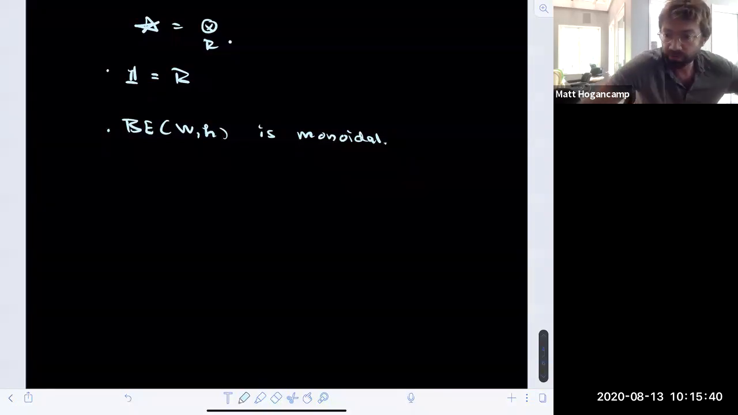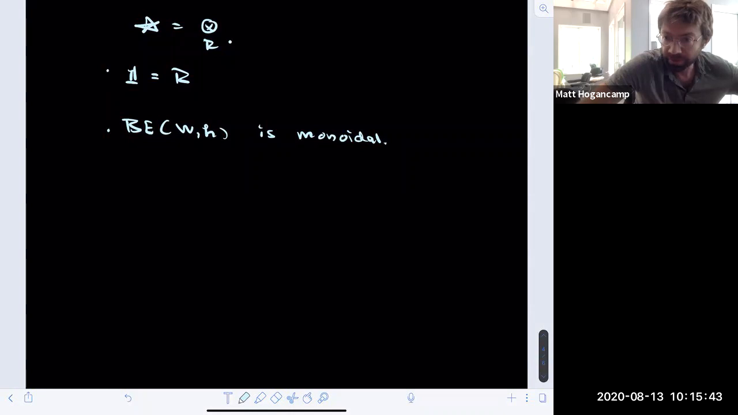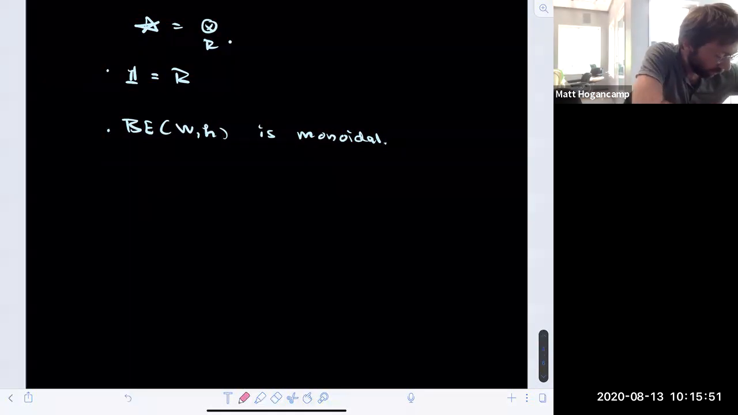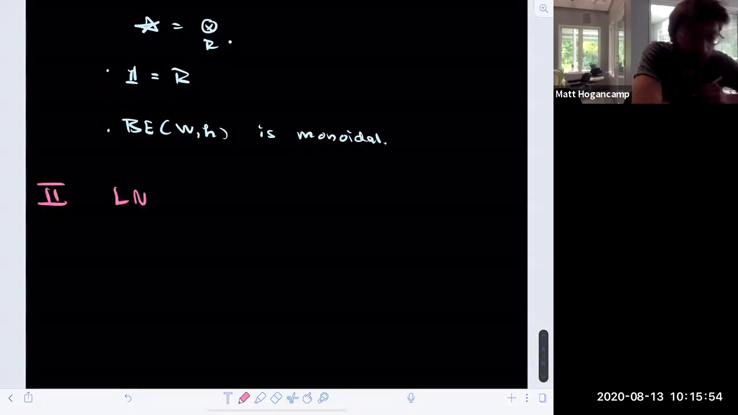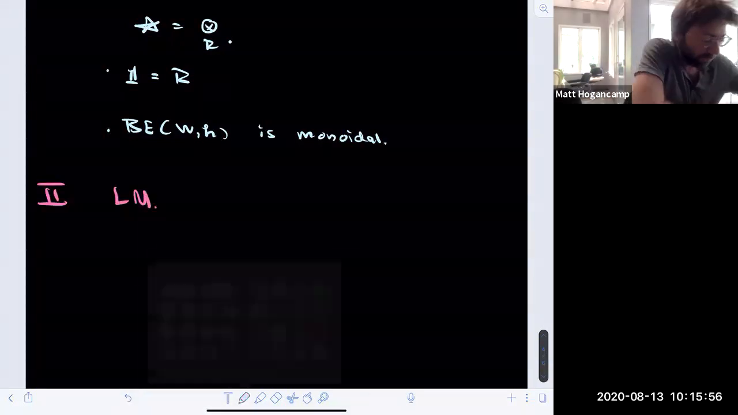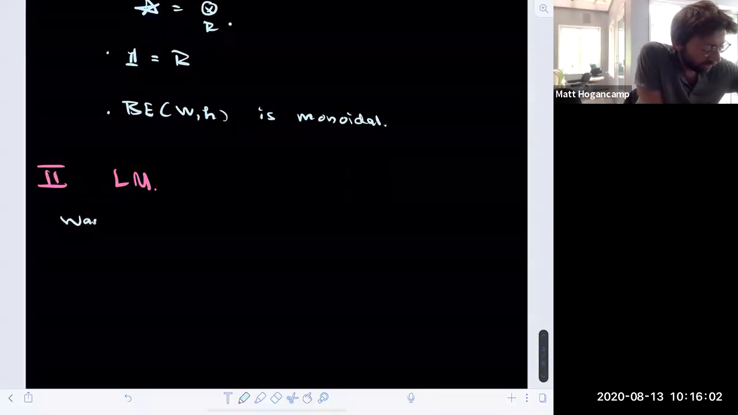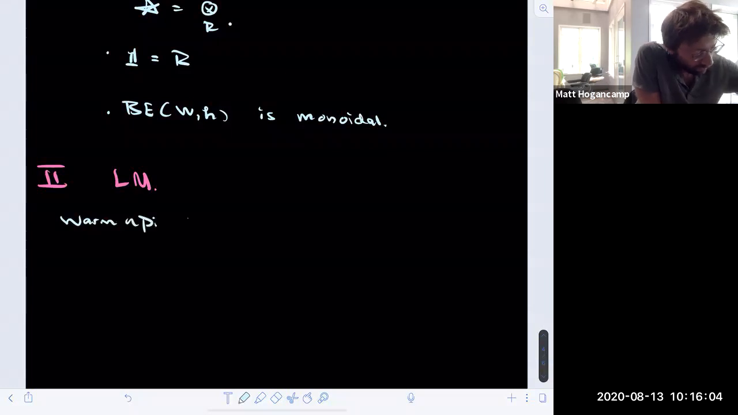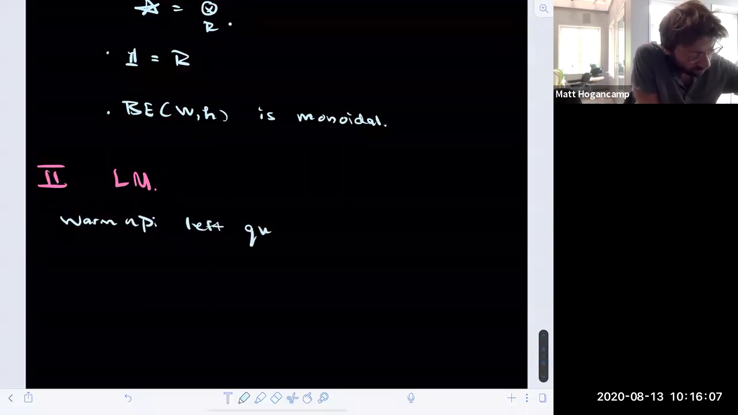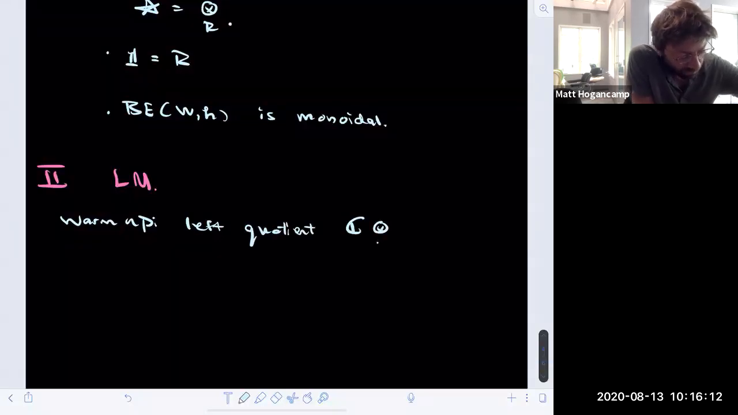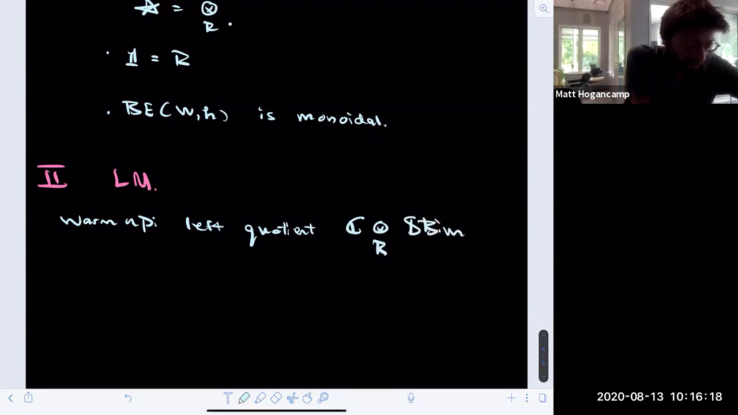next I want to describe the LM category. Again, this will be something of a review. So for the LM category, to warm up, I want to consider the left quotient of SBIM. So I'll denote this by the tensor product. This is just notation that indicates what's happening here.